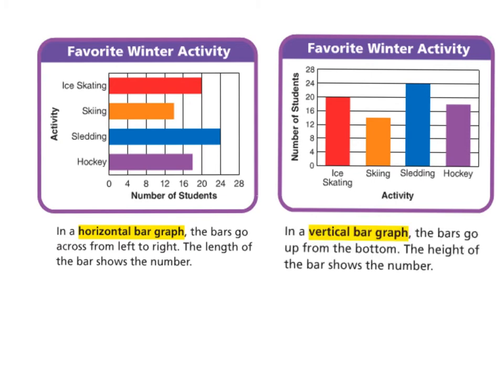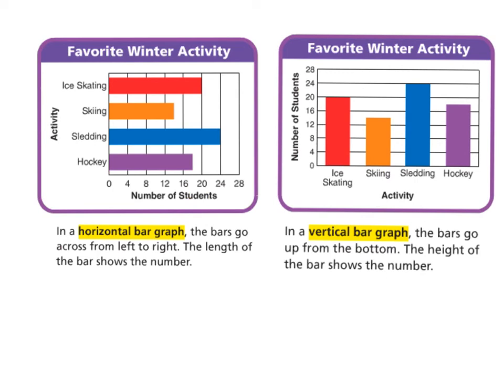This other bar graph is a vertical bar graph. And in a vertical bar graph, the bars go up from the bottom. The height of the bar shows a number. So we saw in the horizontal bar graph that 20 students chose ice skating as their favorite winter activity. It shows the same data in this bar graph, except the bars are going up from the bottom. And notice that it is also 20.